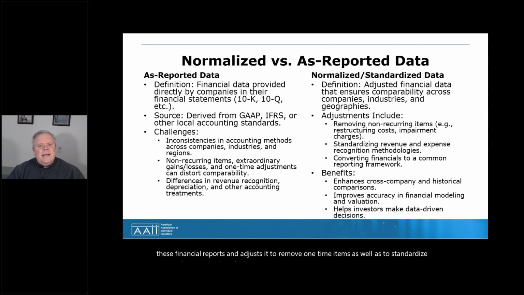So why does this matter? Well, because companies differ based on the accounting methods and assumptions that they make. One company may report a large one-time expense, while another may defer it and list it as a liability, recognizing portions of it as an expense each year. So normalized data smooths these inconsistencies so you can compare apples to apples.